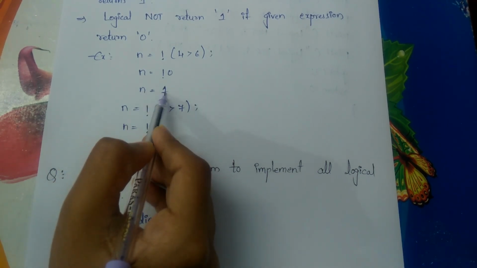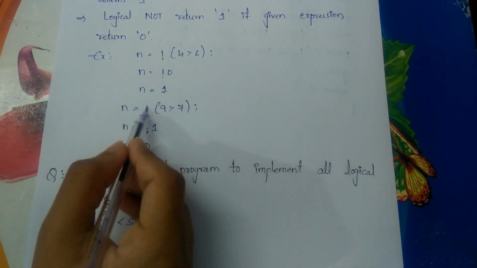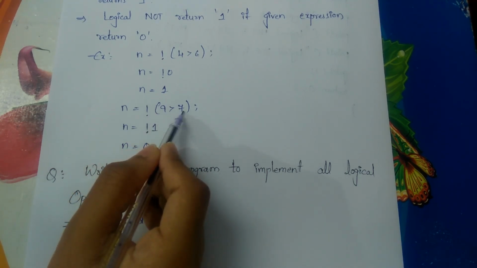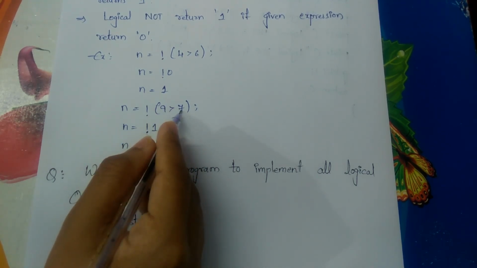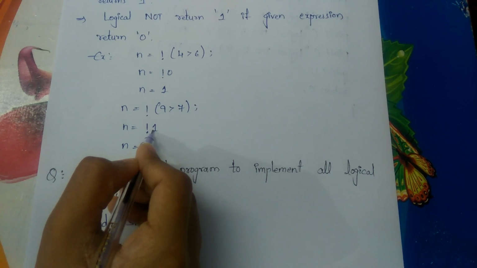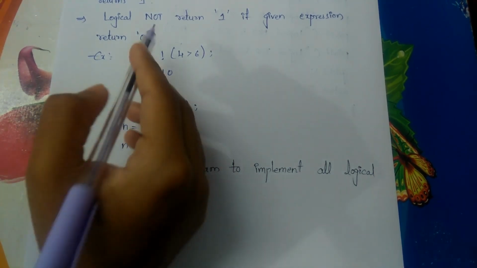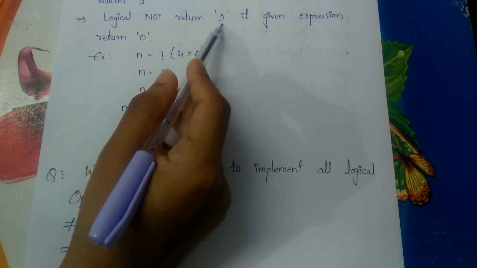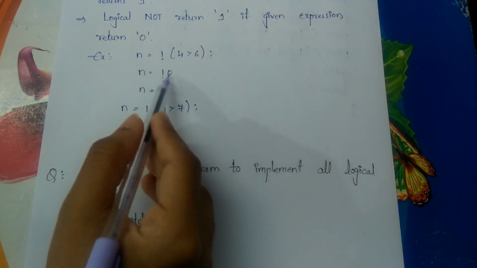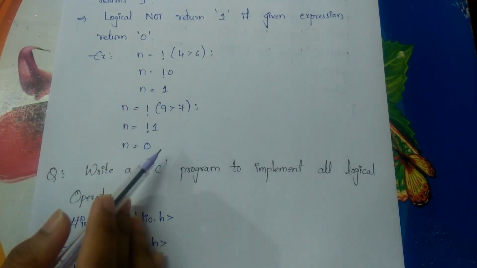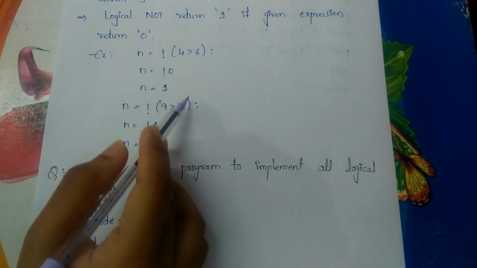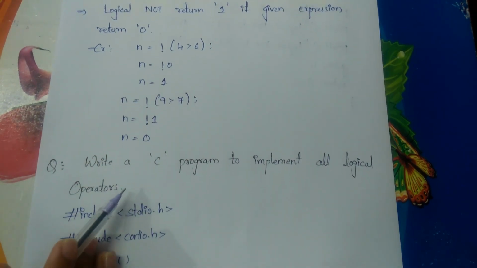So n is equal to 1, and n is equal to logical NOT of 9 greater than 7. So 9 greater than 7, the statement is true. So when we apply the logical NOT, it returns 0. The logical NOT returns 1 if the given expression is 0. So these are the two examples for the two statements.